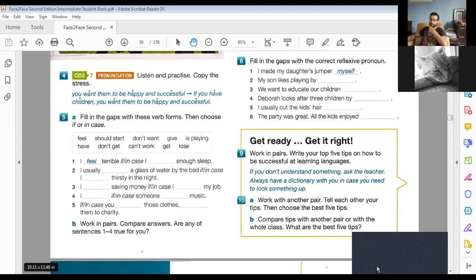If you want children or if you have children? If you want. Are you sure? Let's check it. Happy and successful.